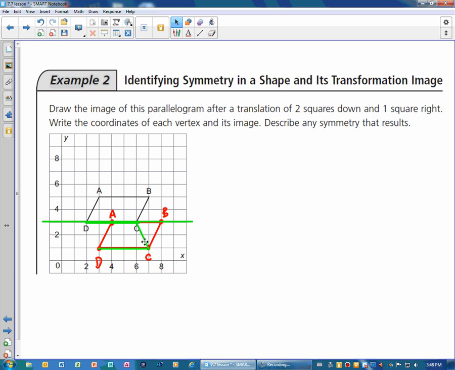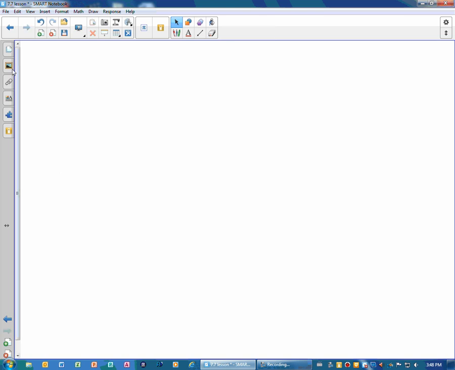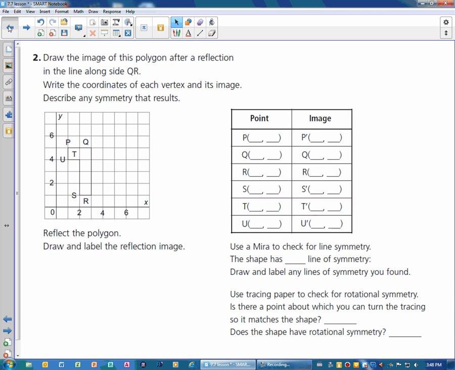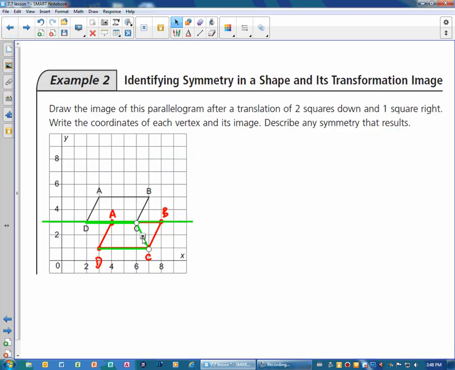Let's get rid of that now. Get rid of you. Oops. Where'd you go? Oh boy. There we go. You go away, and you go away. Okay, so I would say no to line symmetry.